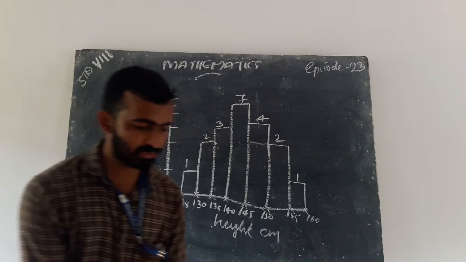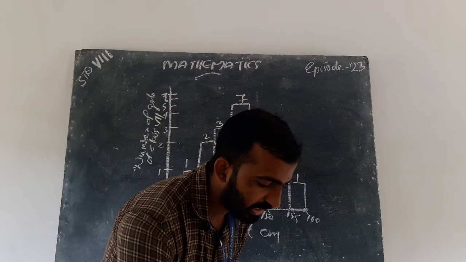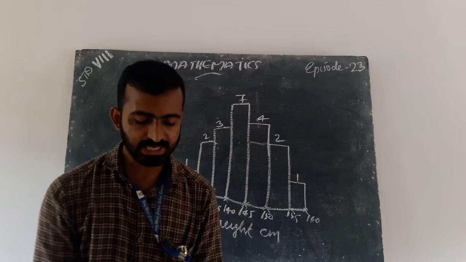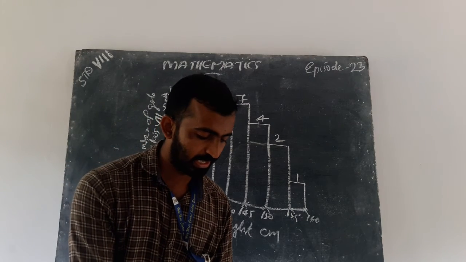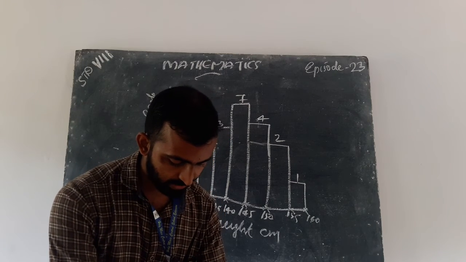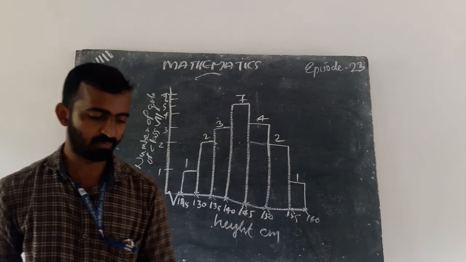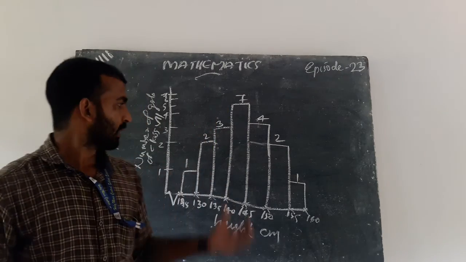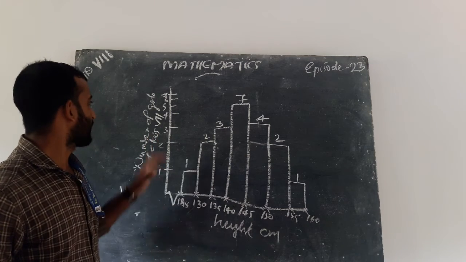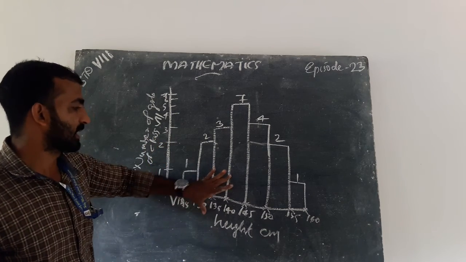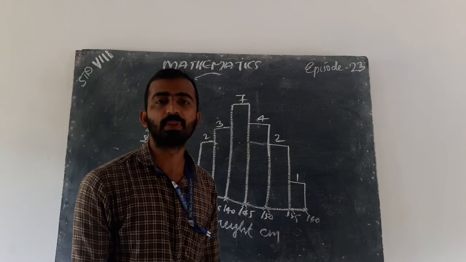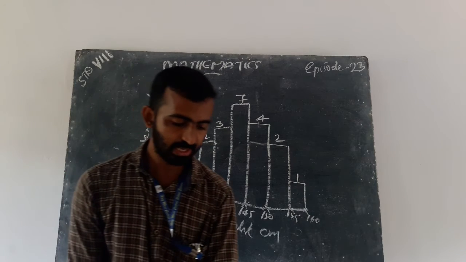What is our first question? What information is given by the histogram? The information is the number of girls of a class. This is height in centimeters. Some girls' heights are given. That is the information we get.